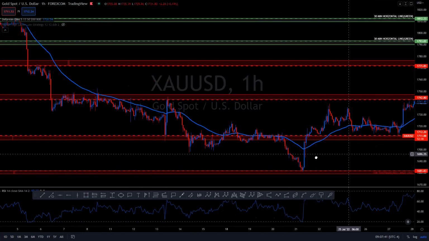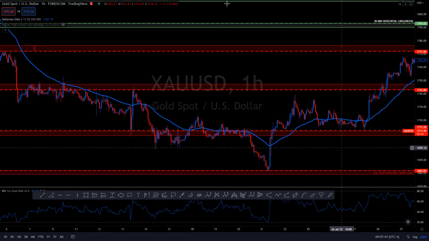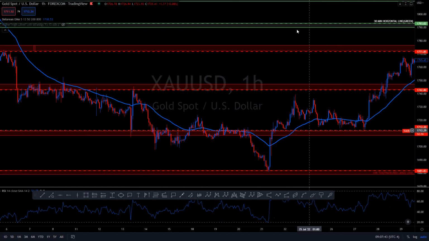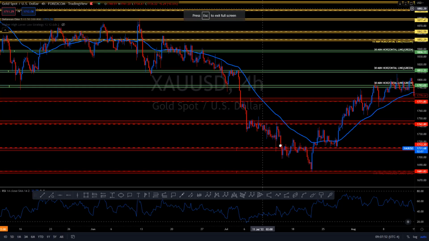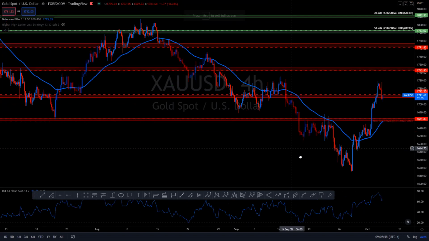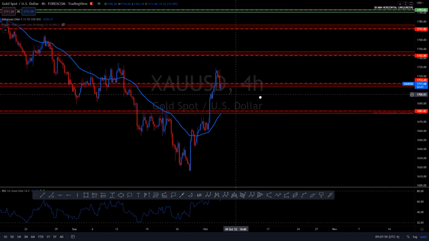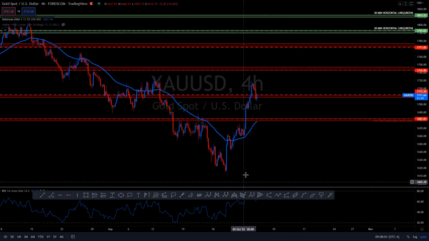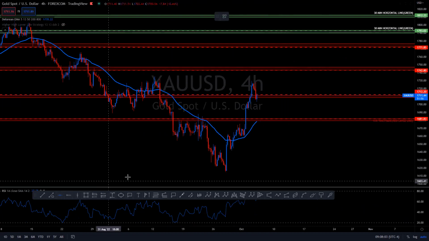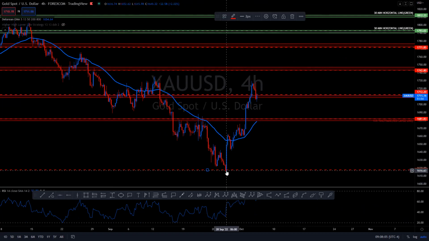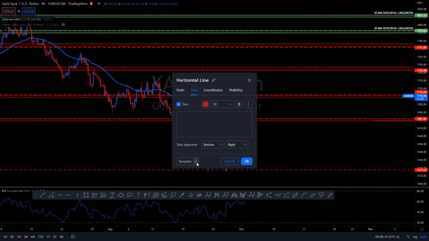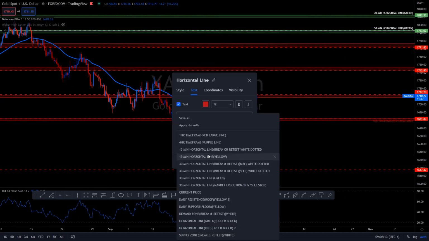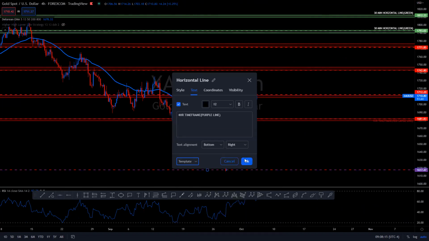All right. So now we're going to move on to the 4 hour. And as you can see, this is where current price is at. Now, we see that there is a major demand here. So I'm going to change this to purple. Let's see, purple here.